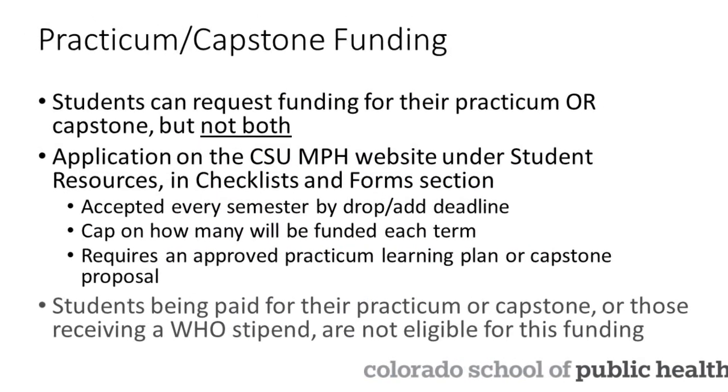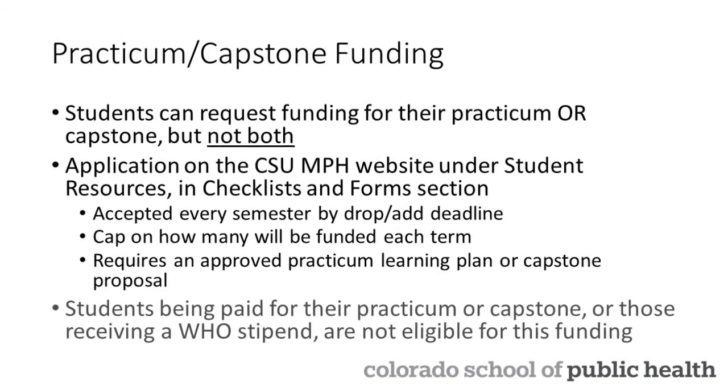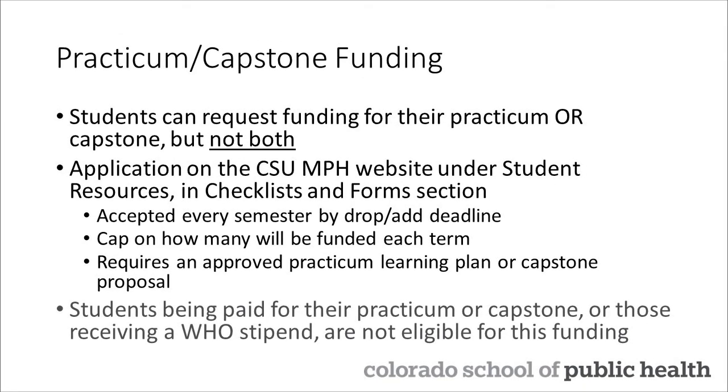The CSU MPH program sets aside funding each year to support student practicum and capstone opportunities. You may request funding for either your practicum or your capstone project, but cannot receive funding for both. The application to request this funding can be found on the CSU MPH website and on the pre-Practicum Canvas site. The amount of the stipend or the number of stipends that are funded may vary from year to year. These requests are funded on a first-come, first-served basis.